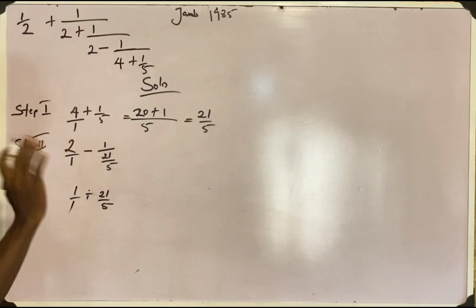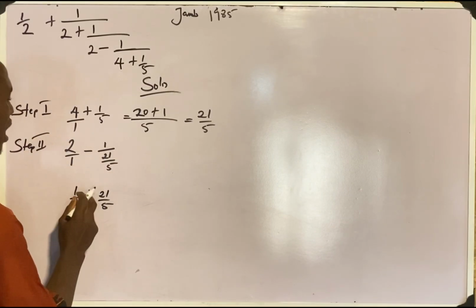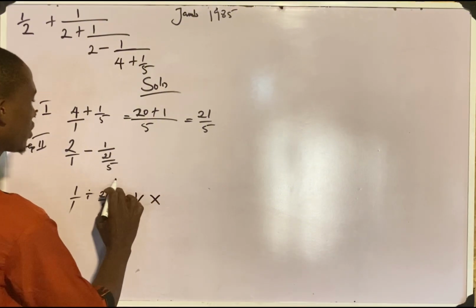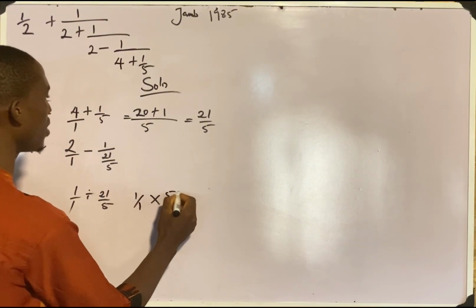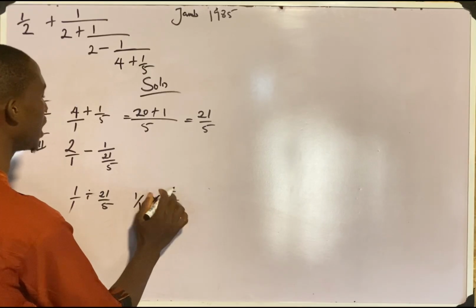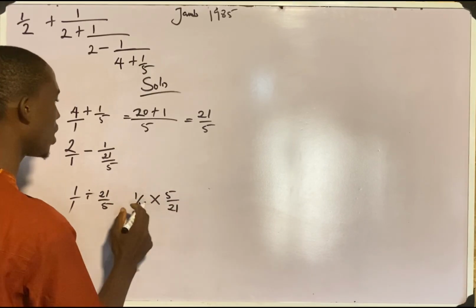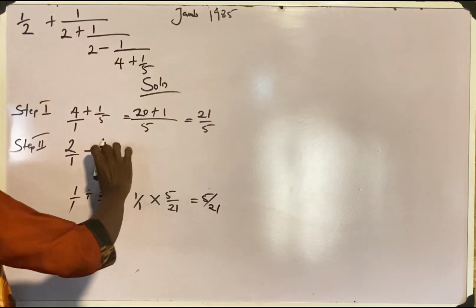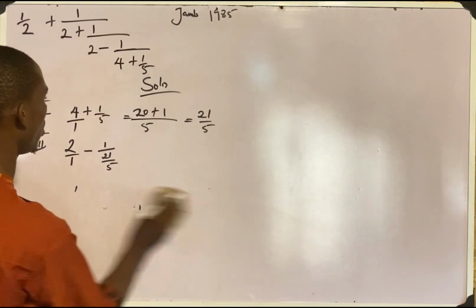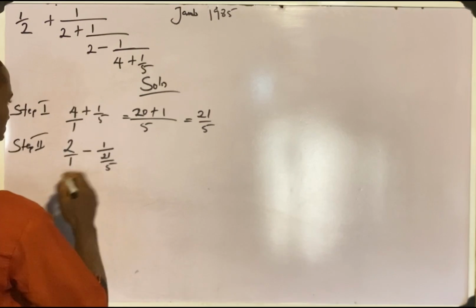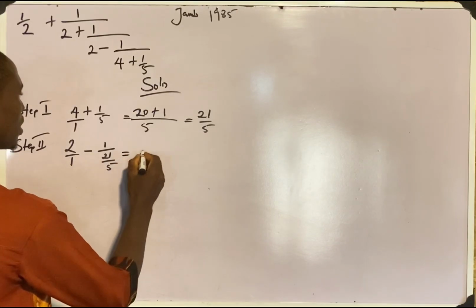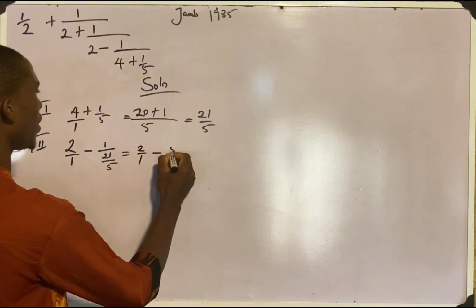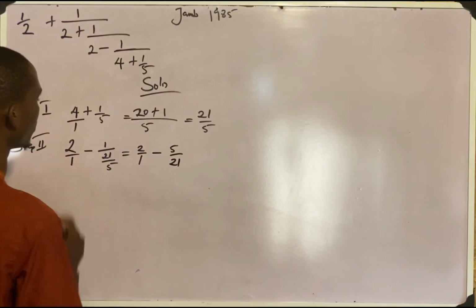And remember, I told you in our previous videos that when we have division, we can still write it as 1 over 1 times the inverse of this fraction, which is what? 5 over 21. So we now have 5 times 1 is 5, 1 times 21 is 21, equal to 5 over 21. So that is the inverse of this fraction. So this is equivalent to 2 over 1 minus 5 over 21.